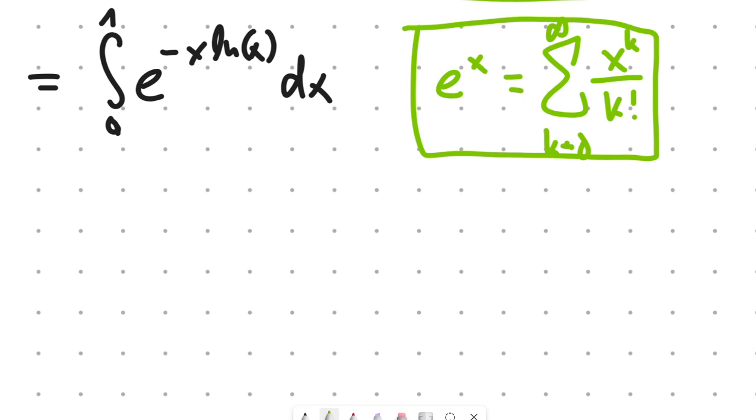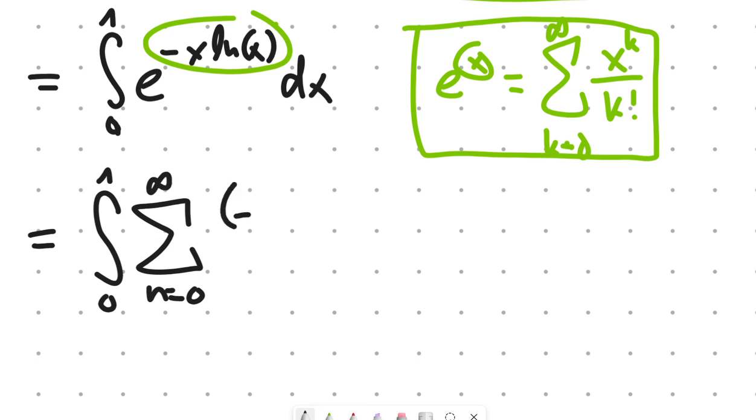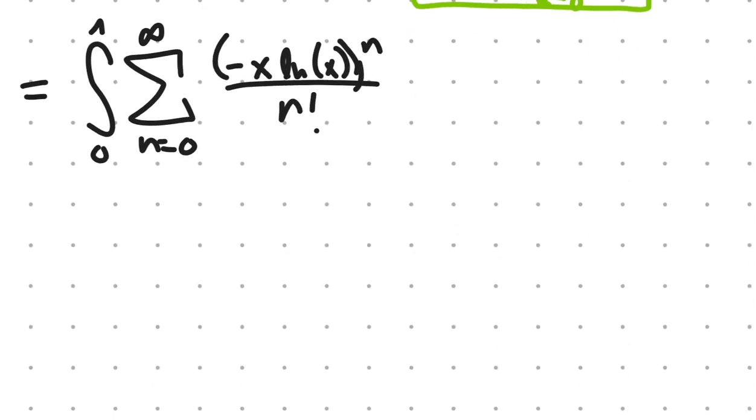So if we take the exponent to be this one, we'll put all of the inputs inside. So we'll have the integral from 0 to 1 of the infinite summation where n goes from 0 to infinity of (minus x ln x) to the nth power, because I use the index to be n, dividing all by n factorial. And I forgot to write the dx.